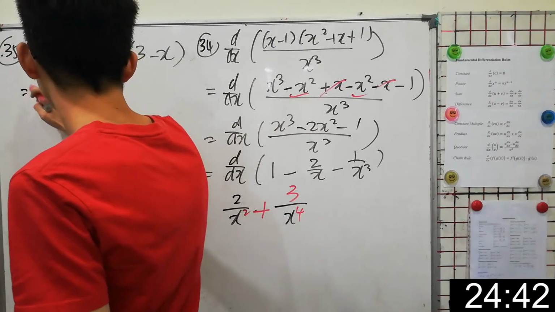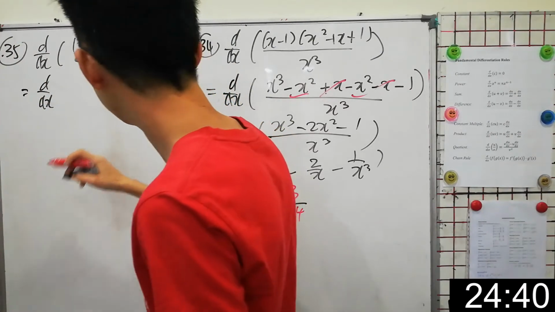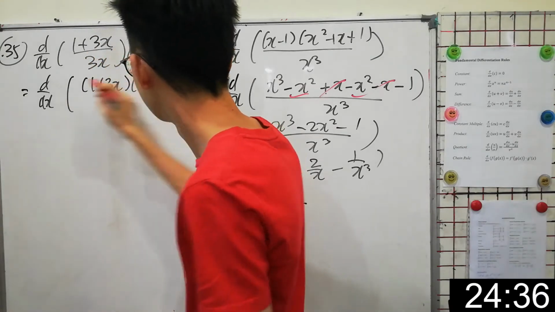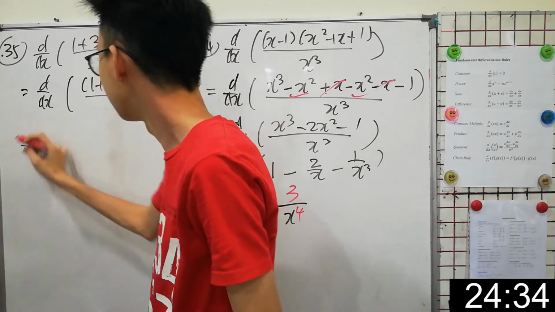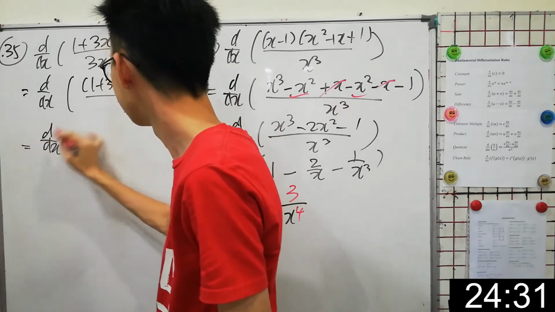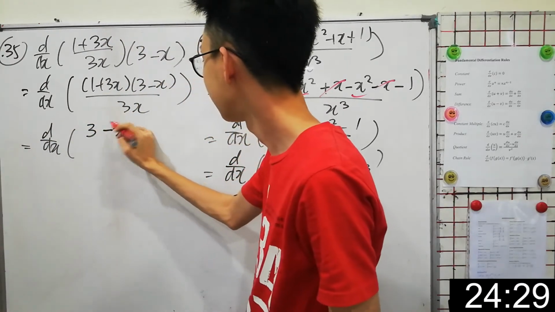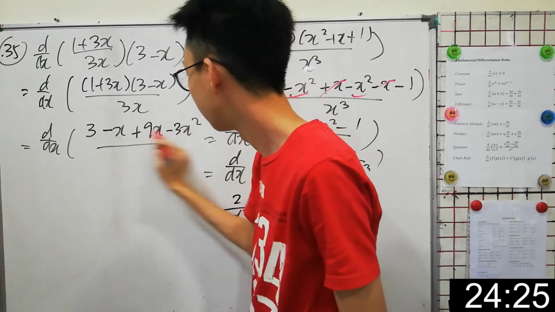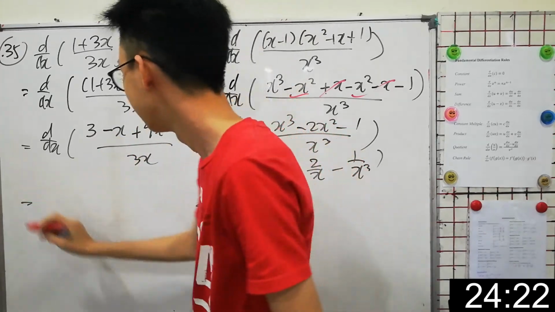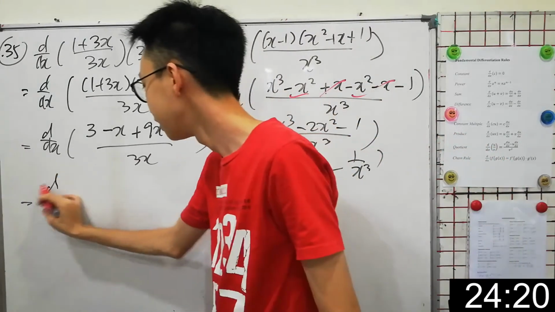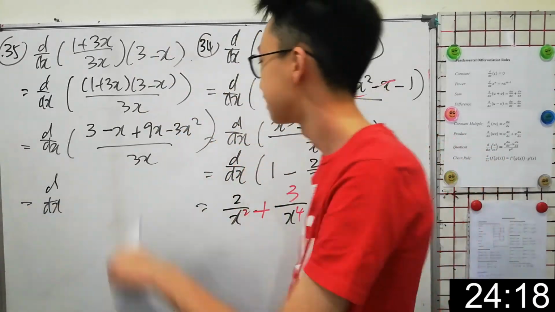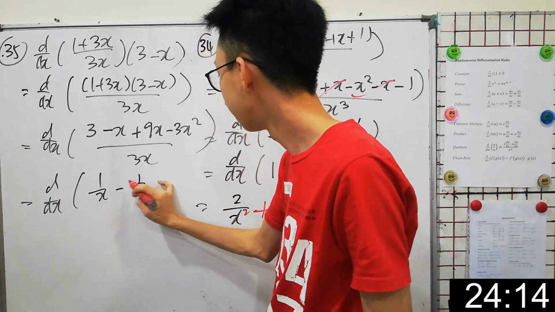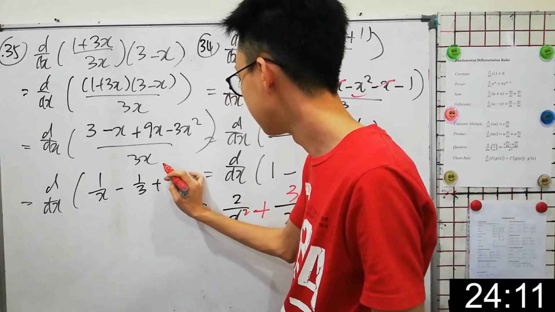Okay, we still have like 24 minutes. 1 plus 3x, 3 minus x over 3x. Then it should be d/dx of 3 minus x plus 9x minus 3x squared over 3x. See, it's so much easier, we can just cancel out the terms like this. It's 1 over x minus 1 over 3 plus, it should be a 3.